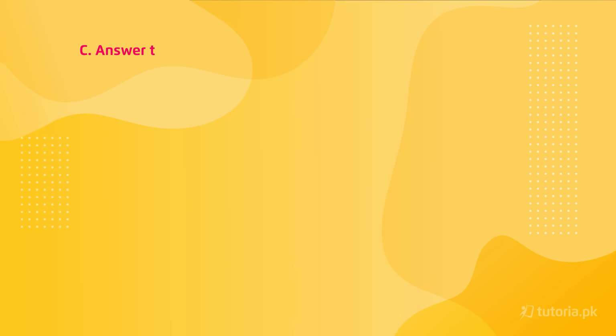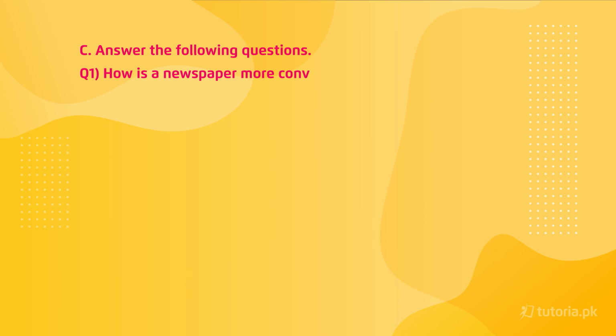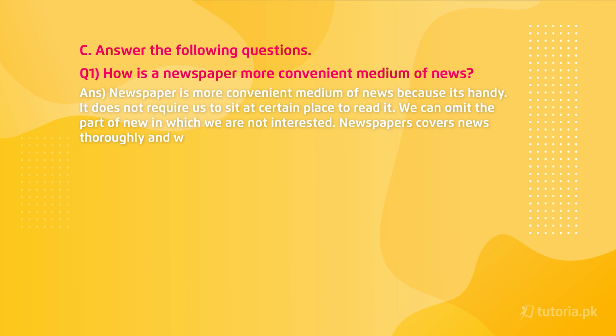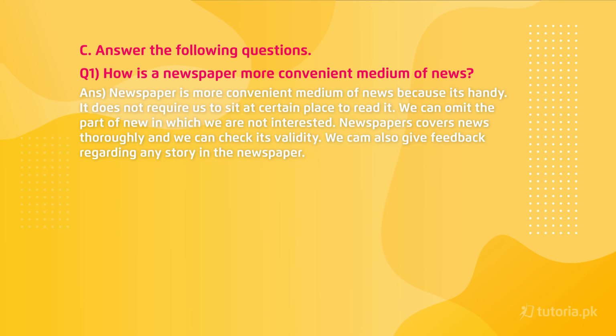Moving on to next exercise, which is related to reading comprehension, and it is of question and answers. So first question is, how is a newspaper more convenient medium of news? Answer, newspaper is more convenient medium of news because it's handy. It does not require us to sit at a certain place to read it. We can omit the part of news in which we are not interested. Newspapers cover news thoroughly, and we can check its validity. We can also give feedback regarding any story in the newspaper. This was the answer of first question.